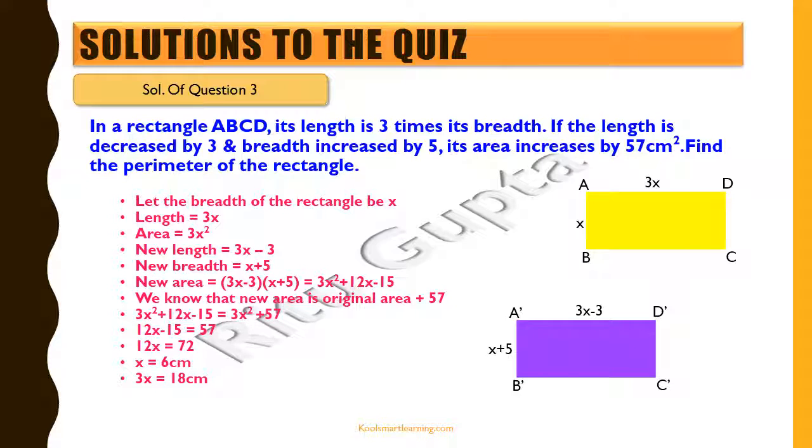We're supposed to find the perimeter of the original rectangle ABCD, which is twice of x plus 3x, which is twice of 6 plus 18, which is 48 centimeter. So the option A is the correct answer.